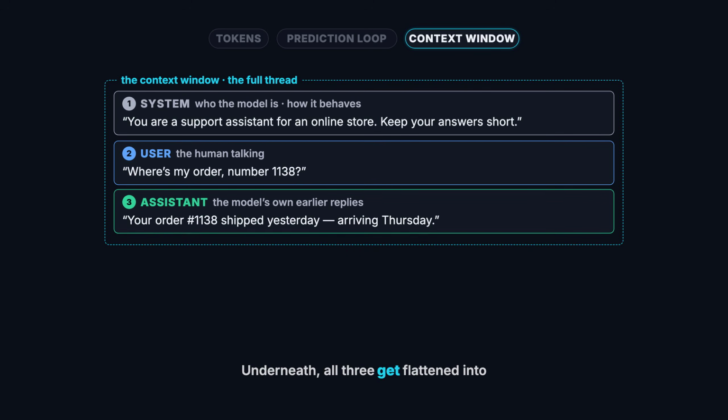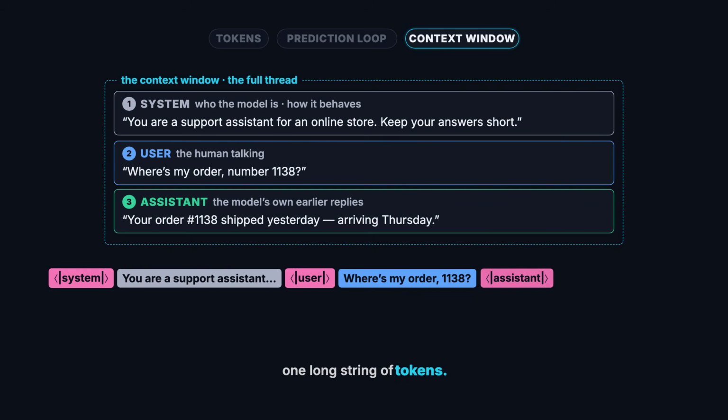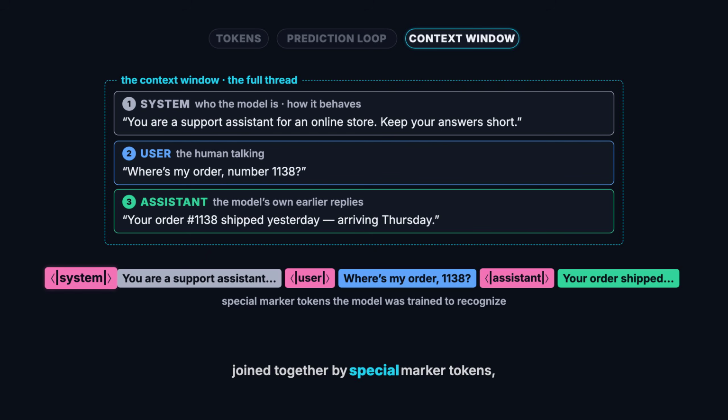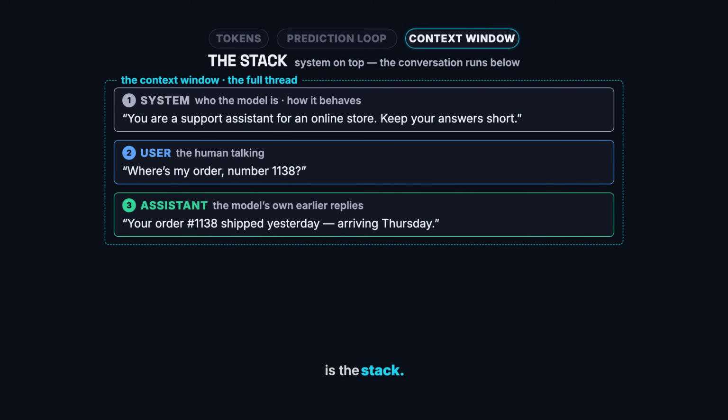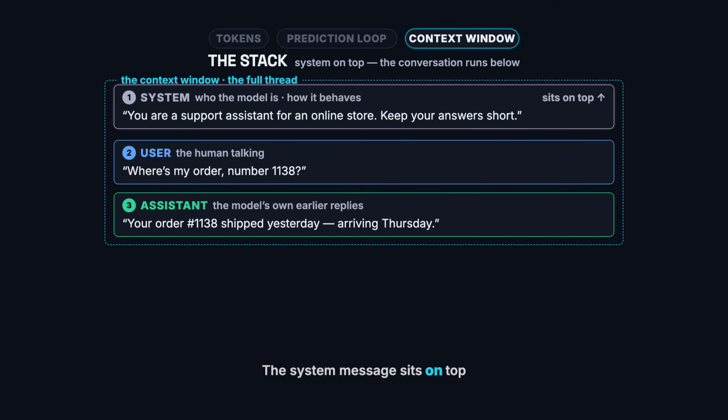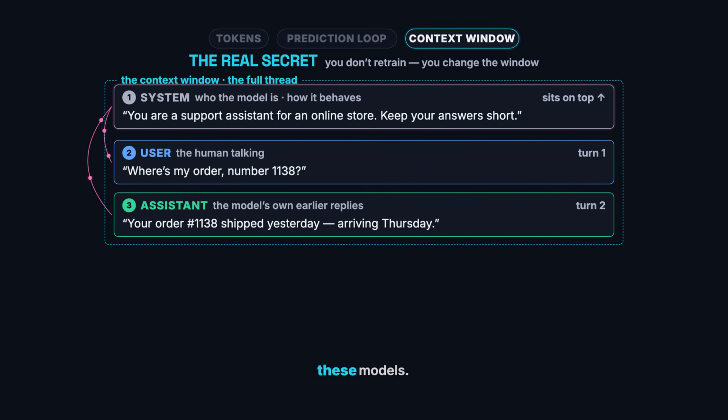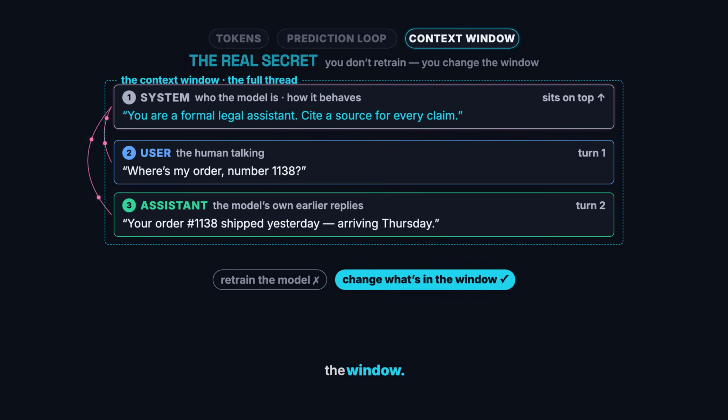Underneath, all 3 get flattened into one long string of tokens, joined together by special marker tokens the model was trained to recognize. But the mental model that matters is the stack. The system message sits on top, and the conversation runs below it, turn by turn. And that top instruction quietly shapes every prediction underneath it. That's the real secret to controlling these models. You don't retrain them, you just change what's sitting in the window.